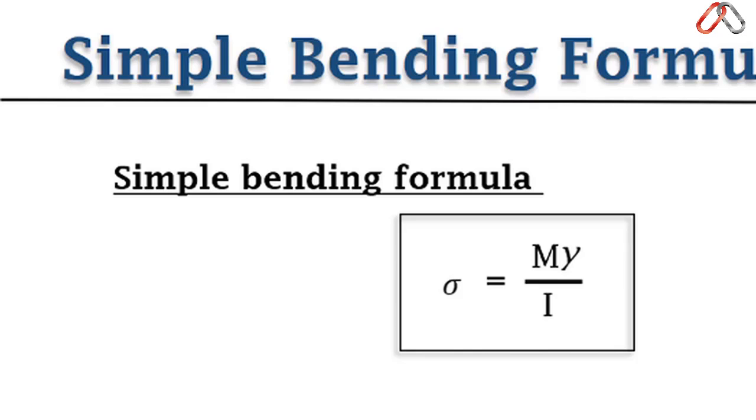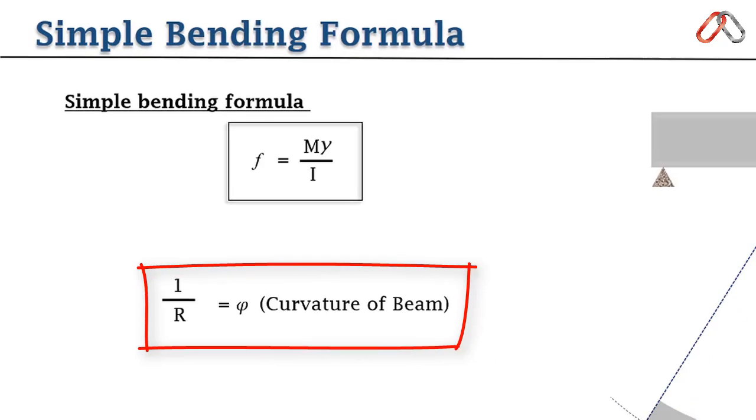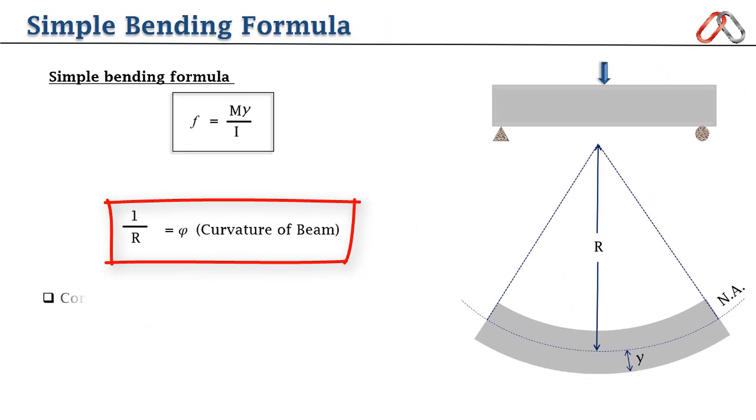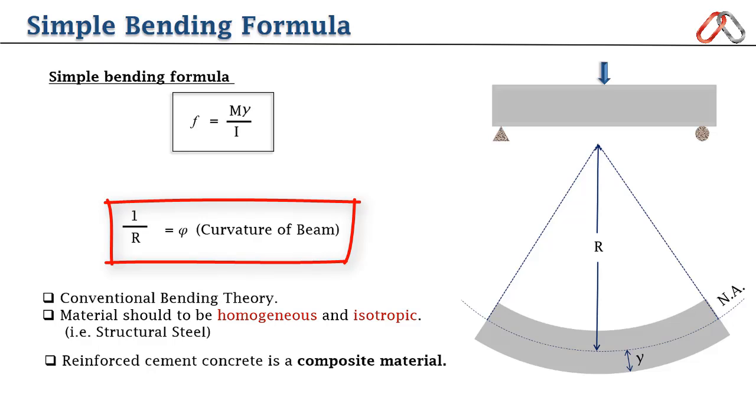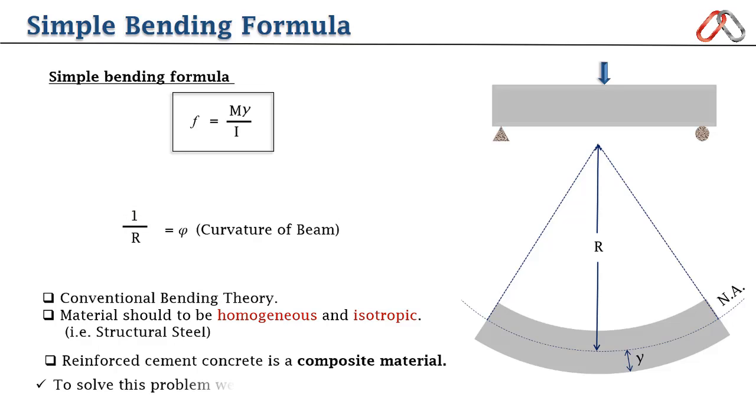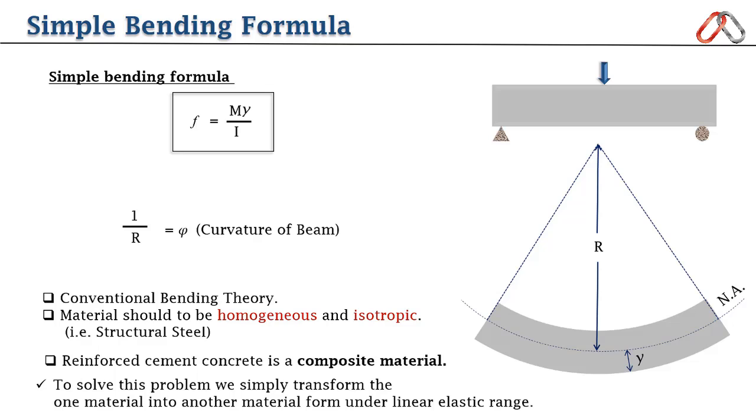This formula is derived for ideal condition. Sometimes we use f rather than sigma. It is based on conventional bending theory that materials we use should be homogeneous and isotropic like structural steel. But reinforced cement concrete is a composite material. It is made of two materials, concrete and steel. To solve this problem, we can use transform area method in which we can simply transform one material into another form under linear elastic range.